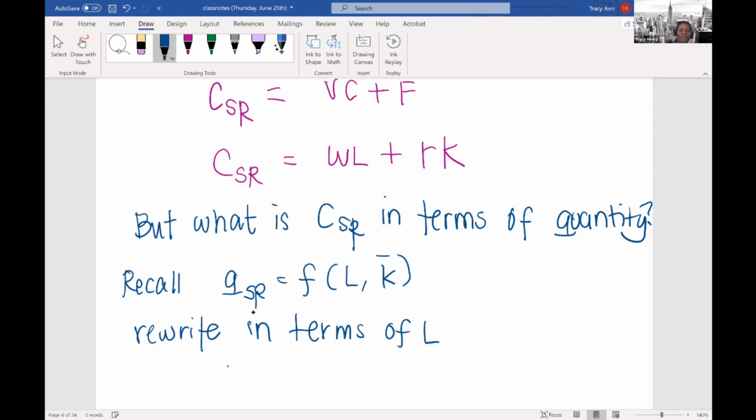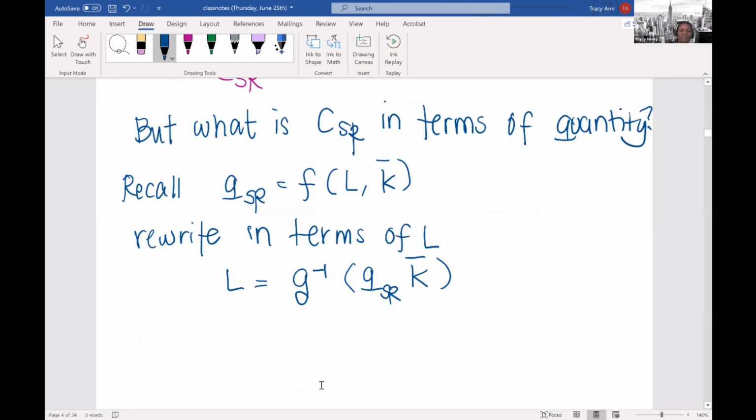If I rewrite it in terms of L, I'm going to have L, which is another function, right? Let's just call it that: some function of Q_SR, that particular quantity, and of course K bar. But K bar is going to end up being a number. So it's really L as a function of Q. L is really a function of Q.